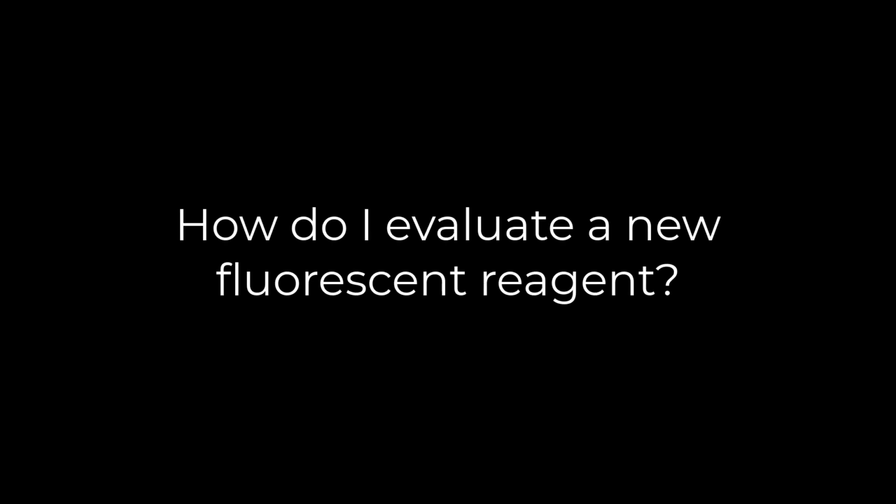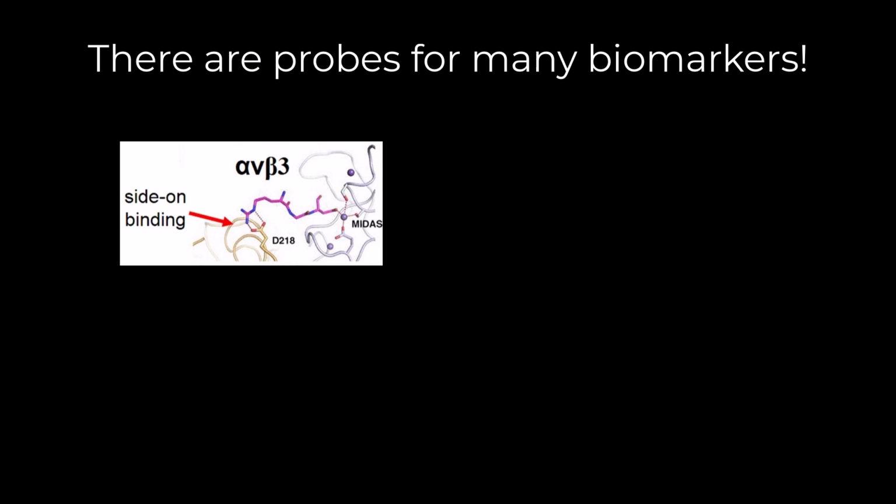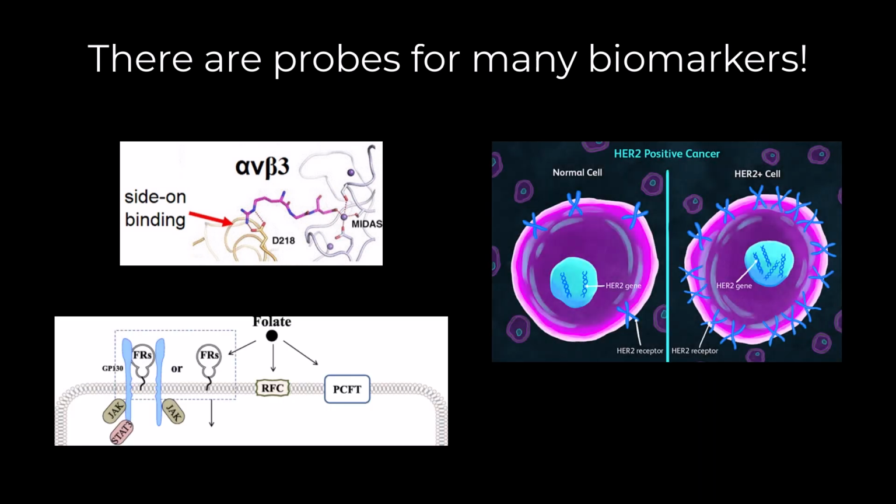Here, we will guide you through preliminary assessment of fluorescent reagents using Revity's IVIS imaging platform. There are fluorescent reporters for many disease biomarkers. These biomarkers include disease-related proteases, surface receptors like alpha-V beta-3 integrin, HER2 and folate receptors, and processes like metabolism, cell death, and hypoxia.